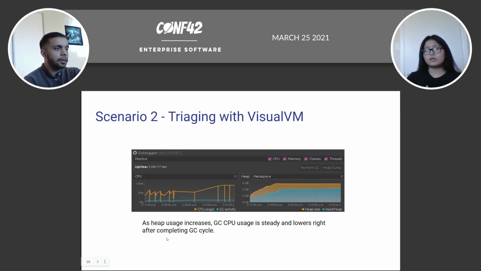We also can use VisualVM to get information about the GC activity. On the left side of the screenshot, we can see the CPU usage as well as the GC activity, and on the right side, we can see the memory allocation. If we use these two graphs, we can see that as more memory is used, the GC activity will be steady, but it will lower after completing the GC cycle.